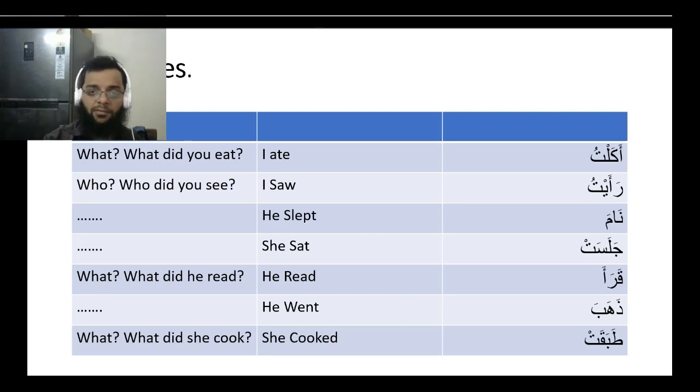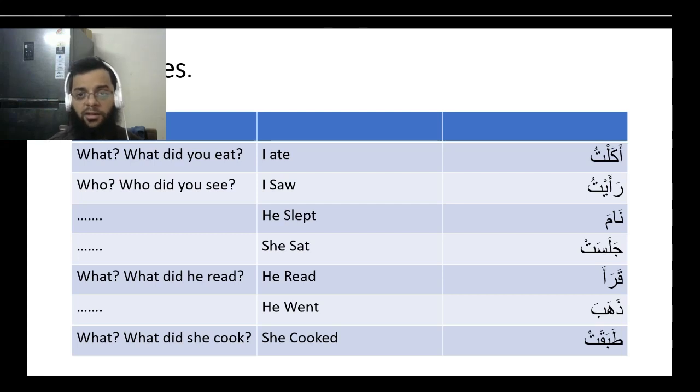Qara'a, he read. So a question will automatically come: what did he read? So this is a transitive verb, al-fi'l al-muttadi. Zahaba, he went. What? Who? The question doesn't fit here. So zahaba is fi'l al-lazim, that is an intransitive verb, and it does not require an object.